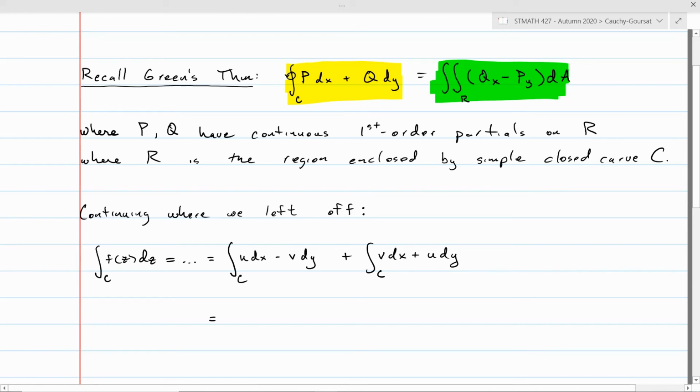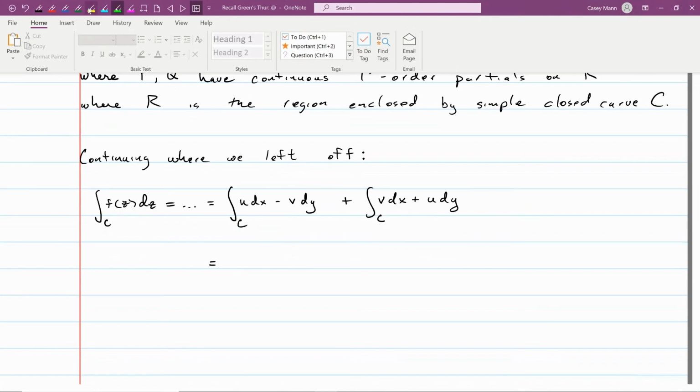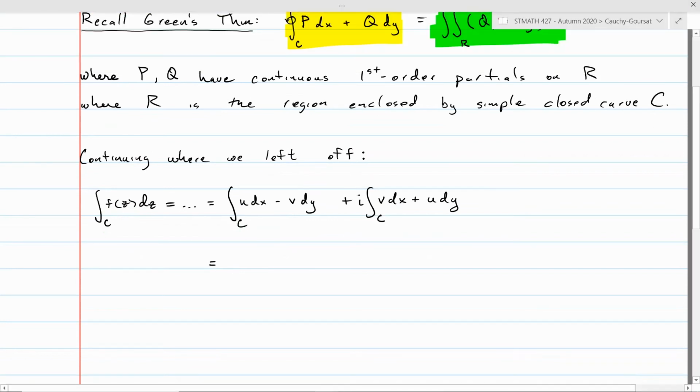And that means that all those first order partials are continuous if f prime is continuous. So we have the setup we need to use Green's theorem. And so from the previous page, we had calculated that our integral of f of z dz along C could be written out in this form. I left off an i there. There should be an i in front of that second integral.